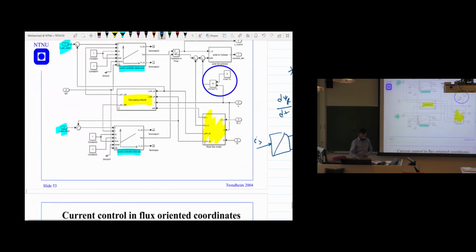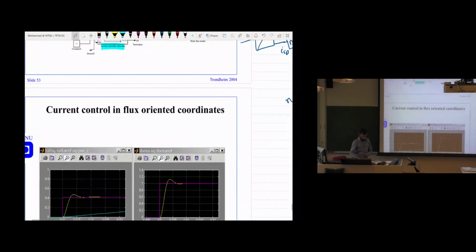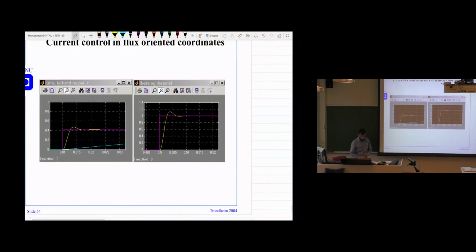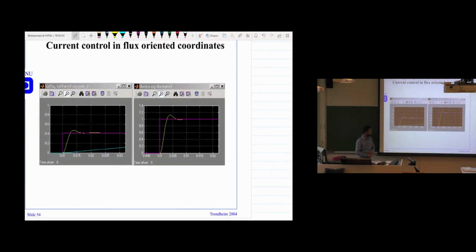Now we want to see one example implementation, like what you see in the first one. This is the alpha axis current controller, and we see the alpha current, the pink one is the reference current, and the yellow one is the actual. We apply this, and you see that the current controller tracks the current very fast. But if you look at the flux, it takes a very long time.